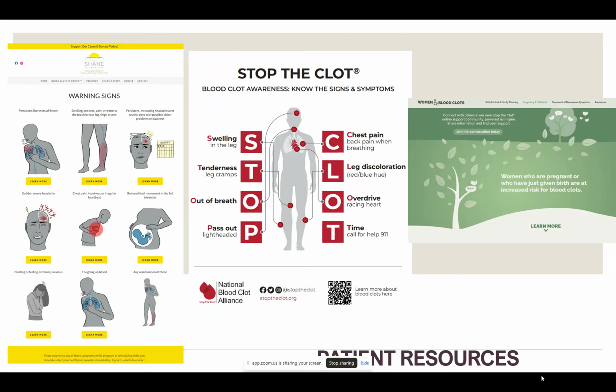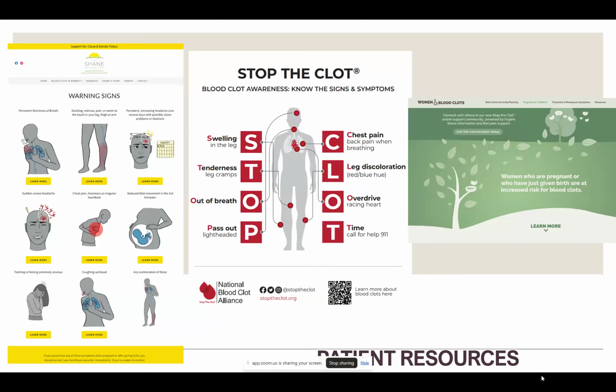There's also stories and patient advocacy through that website, so you could spend a little bit of time looking at that. There's all of the Stop the Clot. I forgot about this resource until I was getting ready for this presentation, but Stop the Clot lists swelling in the leg, tenderness, leg cramps, out of breath, pass out, lightheaded, chest pain and back pain when breathing, leg discoloration, overdrive, racing heart, and time, call help 911.